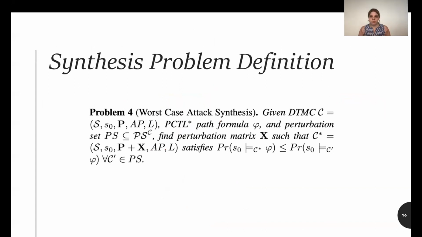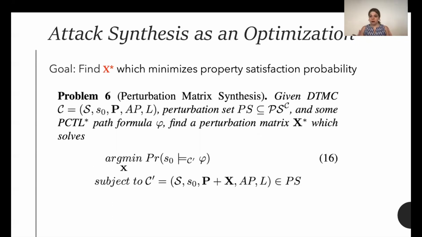And so the problem that we're going to solve, which will actually solve the verification problem, is the problem of synthesizing the worst case attack on a Markov chain. And so here what we're doing is we're trying to find the perturbation matrix, which minimizes the probability that the property is satisfied in the perturbed Markov chain. And so we can model this as an optimization, which is finding this perturbation matrix X, which minimizes this probability. And the objective function here is the probability of satisfying the property with this perturbed Markov chain. And then the constraints are just that the Markov chain is within the perturbation set.